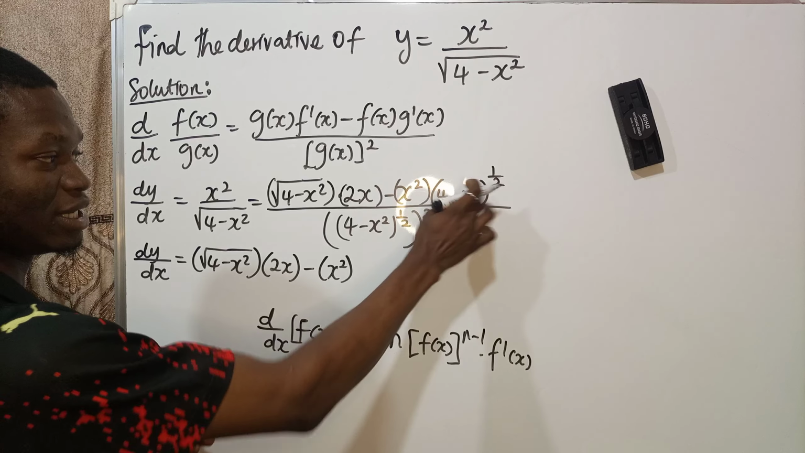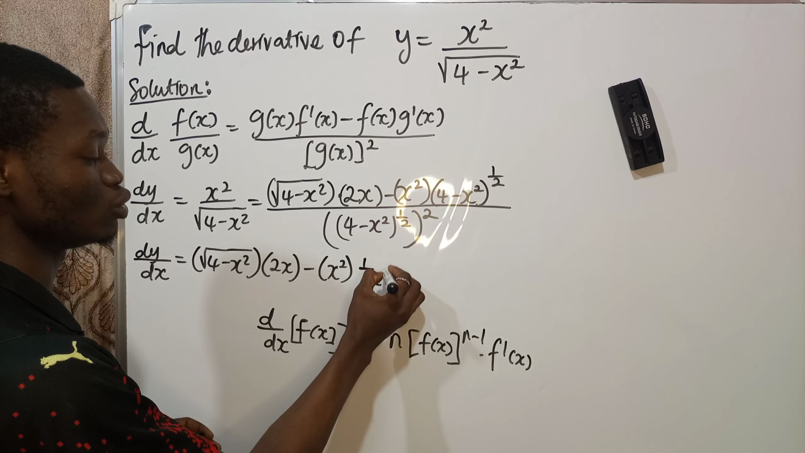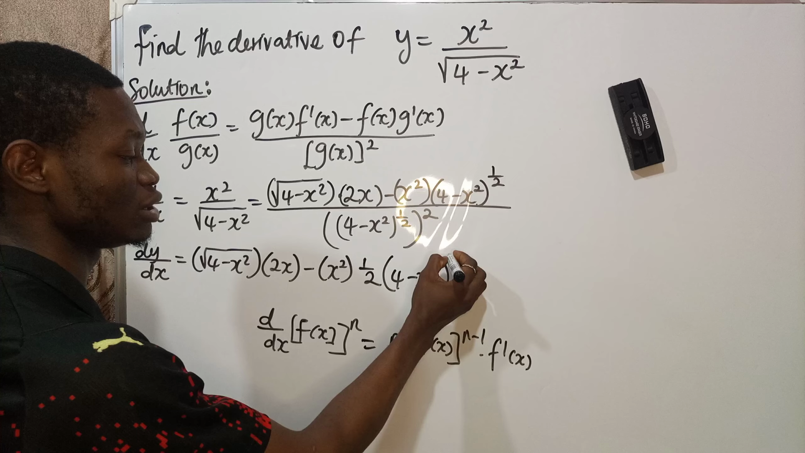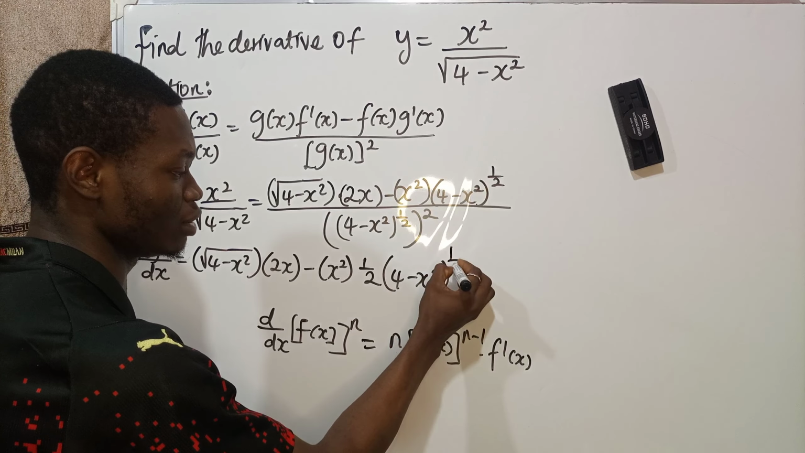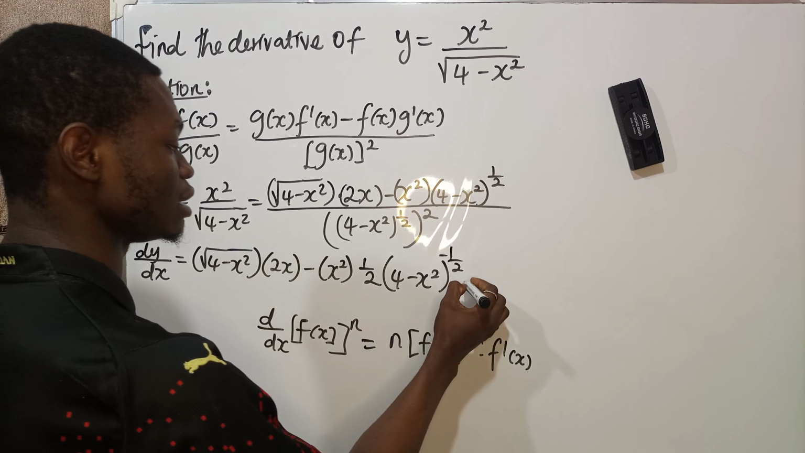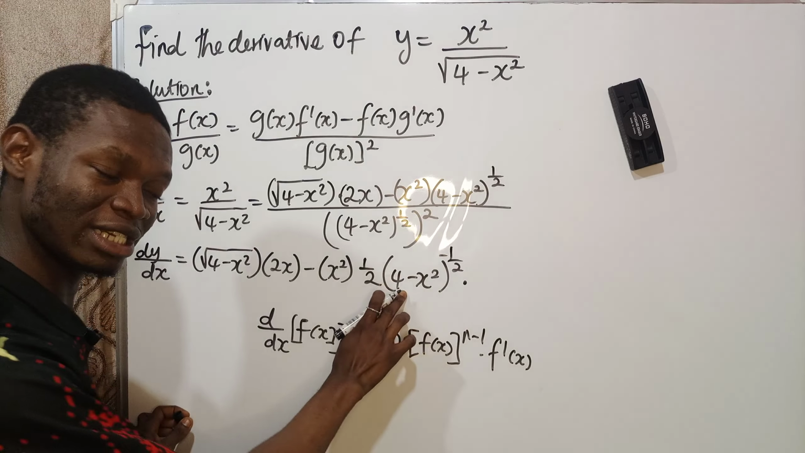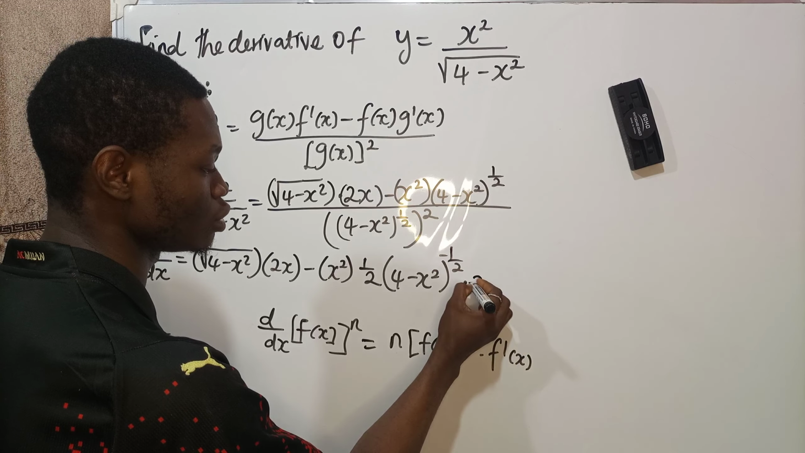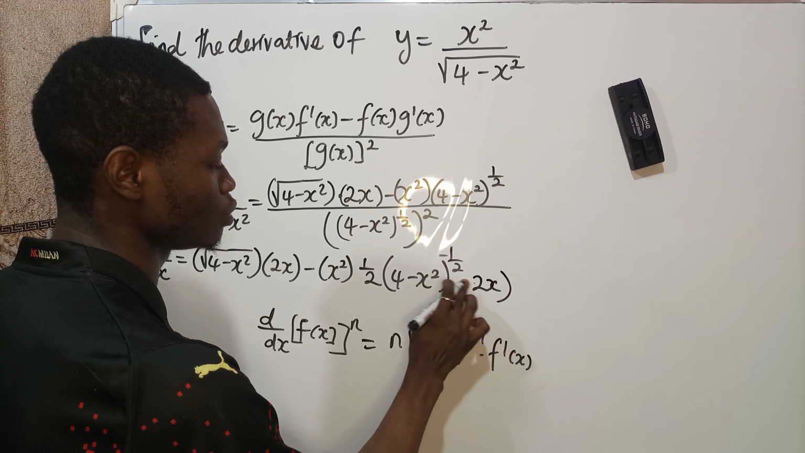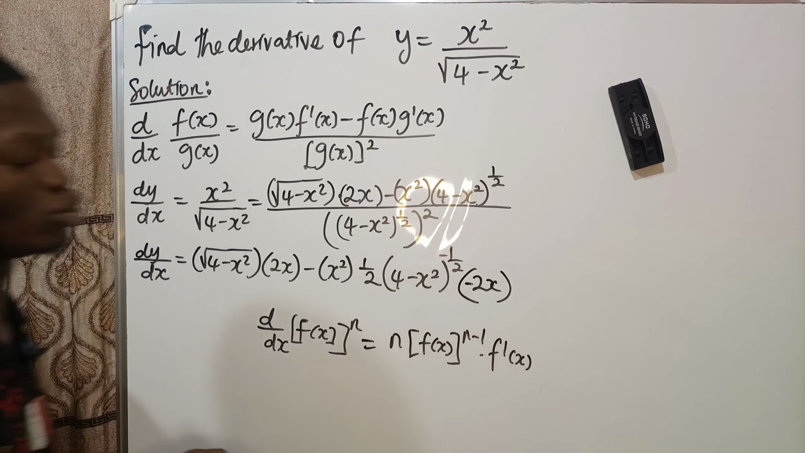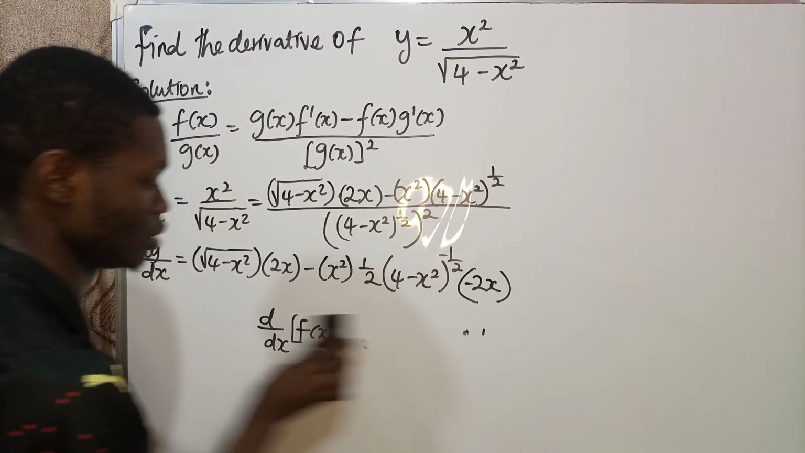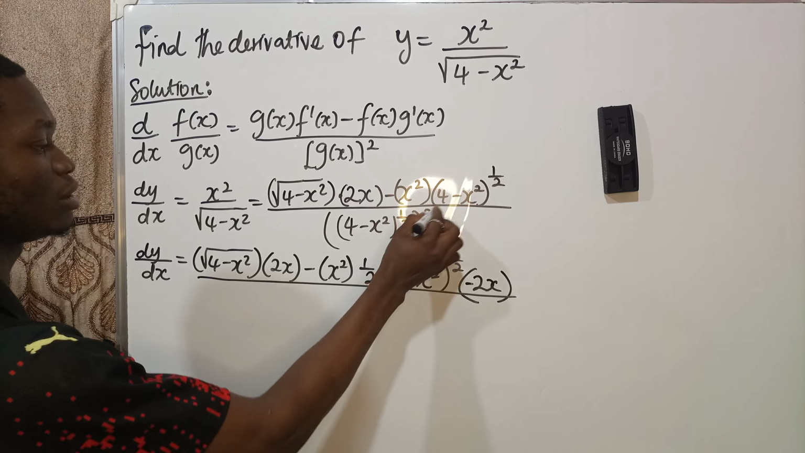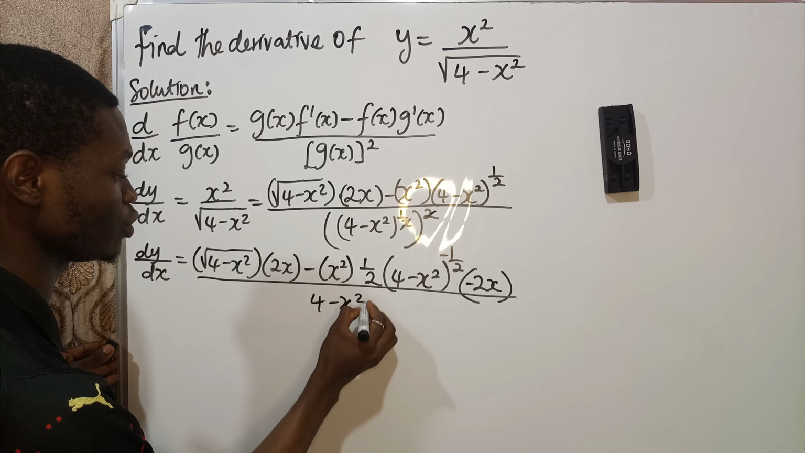So differentiating this will be 1 over 2. Then you keep this constant, following the rule here. Then differentiate: 1 over 2 minus 1 will be minus 1 over 2. Then times the differentiated inside: differentiating 4 is 0, differentiating minus x squared is minus 2x. So let me clean this. Now this can cancel out. We have 4 minus x squared.